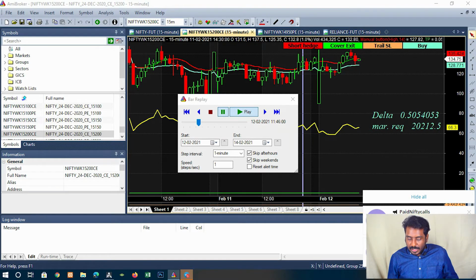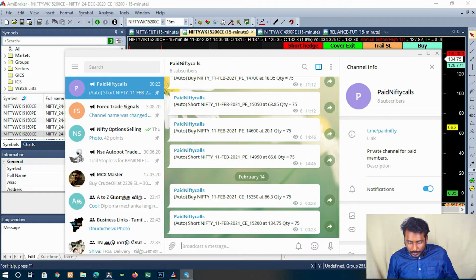I'm receiving a message in my Telegram that it's popping up: buy first. To get the margin benefit, we need to buy first and sell next. If we do that, we need just 26,000 as capital to trade one lot for these hedging pairs. So our system is buying the 15,350 call option at 66 rupees 30 paise, and within a 1 second delay, it's going to short the 15,200 call option for 134 rupees 75 paise.